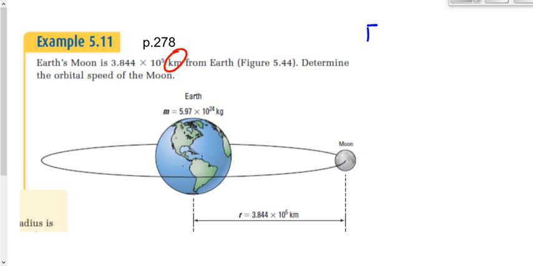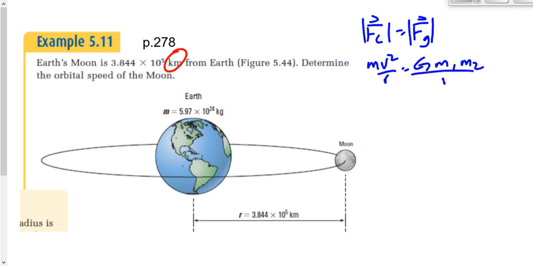I'm going to derive that equation again just so we get in the habit of doing it properly. Fc is equal to Fg. We're going to say mv squared over r is equal to G m1 m2 over r squared. One of the m's cancels. One of the r's cancels. I'm left with v squared is equal to G times m over r.